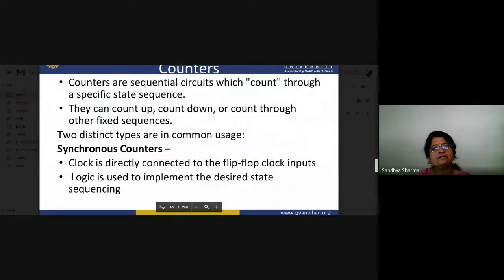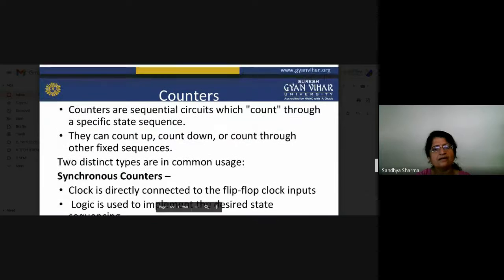Now we will switch to the counters. What are counters? A counter is also a sequential circuit, and it counts through a specific state sequence. A particular sequence is followed in this method so that we can count our decimal number. A counter can either count upward or count downward. Counting can also be achieved with the help of a counter. So now we will see how we can design a counter.